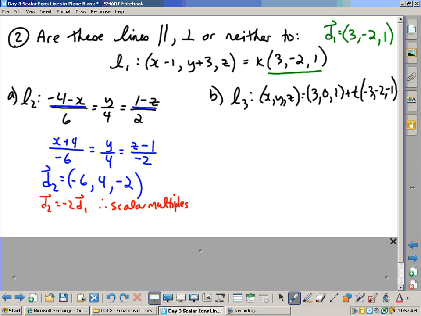So that means that these two lines have direction vectors that are scalar multiples of each other, which means they are in the same direction. Just one's bigger than the other, no big deal. Or at least lie on the same line. And so they must be parallel. So L1 is parallel to L2.